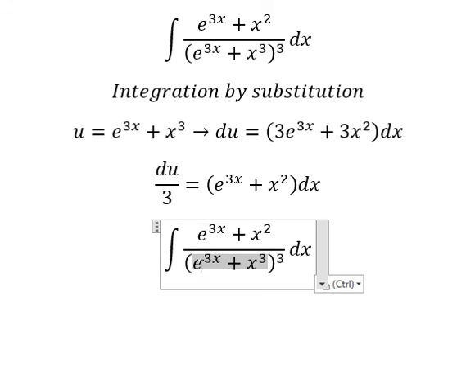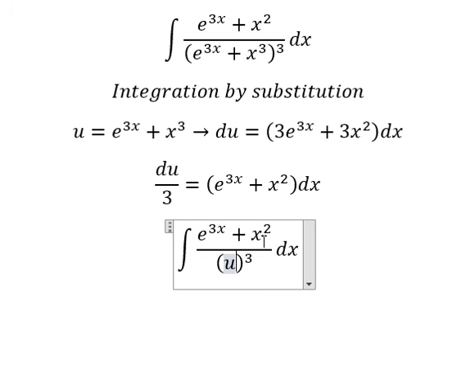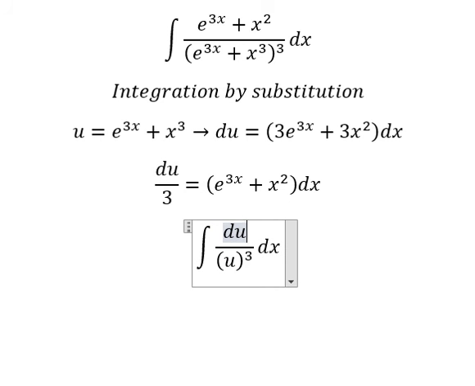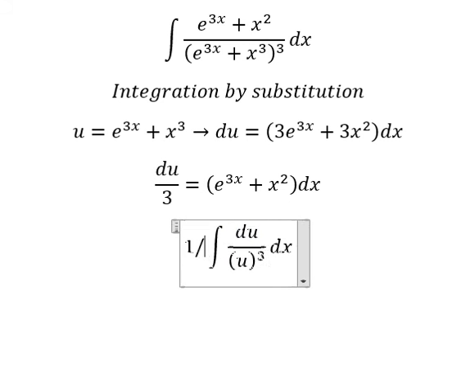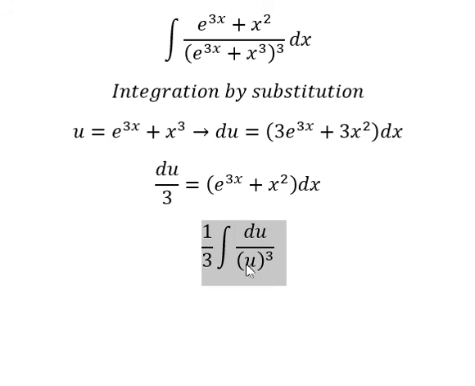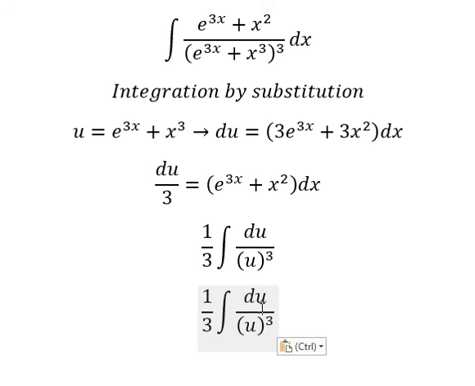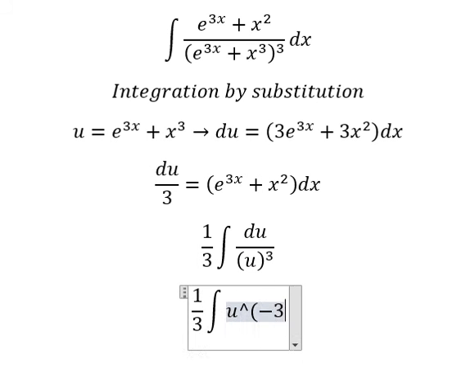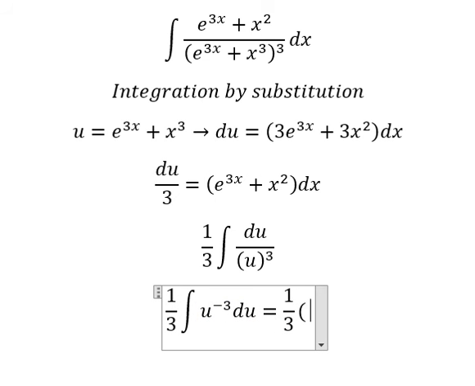So this one we change for u. This one in here we change for du over 3. This one we can write as u to the power of negative 3 du. And now we can get the final answer.